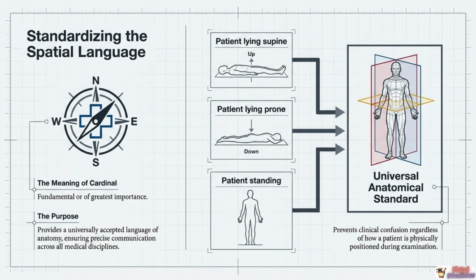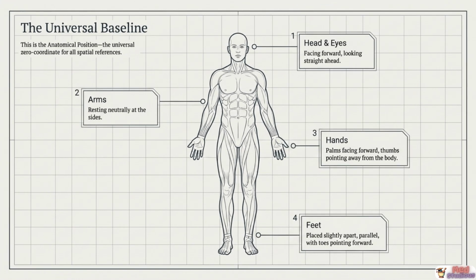This is especially critical because patients are examined in all kinds of positions, lying on their back in a supine position, lying face down in the prone position, or standing upright. No matter how the patient is physically positioned during examination, the cardinal planes always refer back to the universal anatomical standard, preventing any clinical confusion. The foundation of every plane and axis in anatomy is the standard anatomical position, described in this slide as the universal zero coordinate for all spatial references. Every directional term, every plane, and every axis is defined relative to this one baseline.